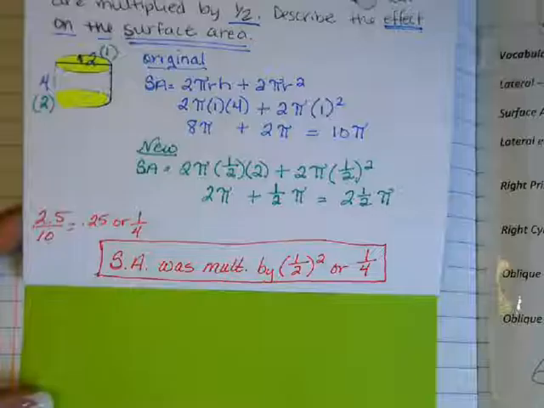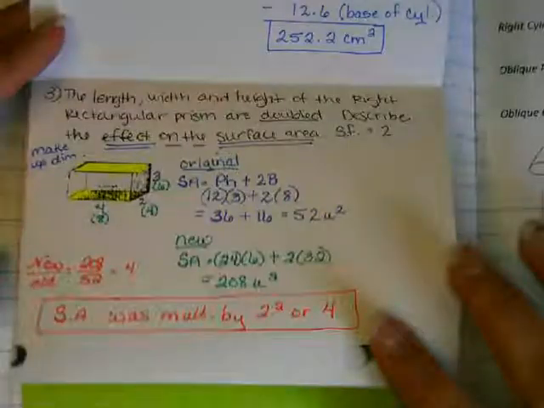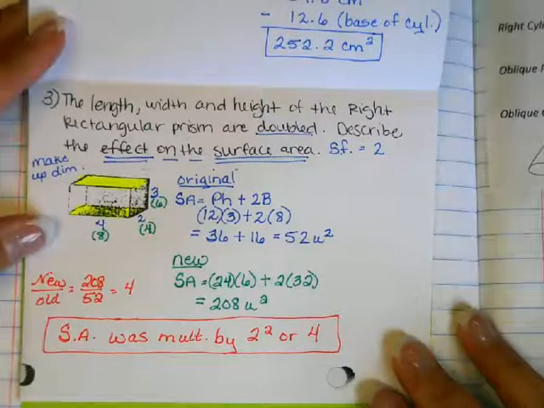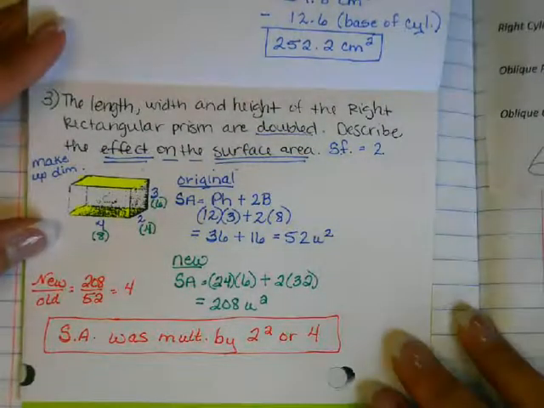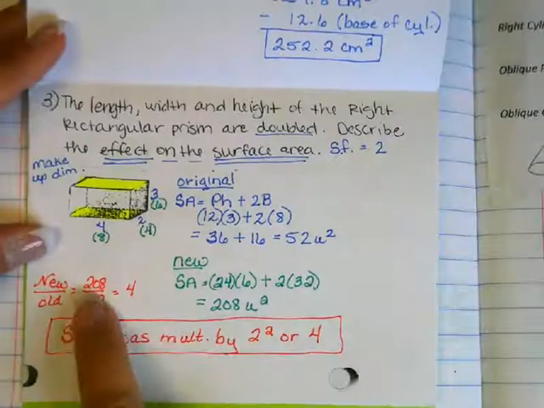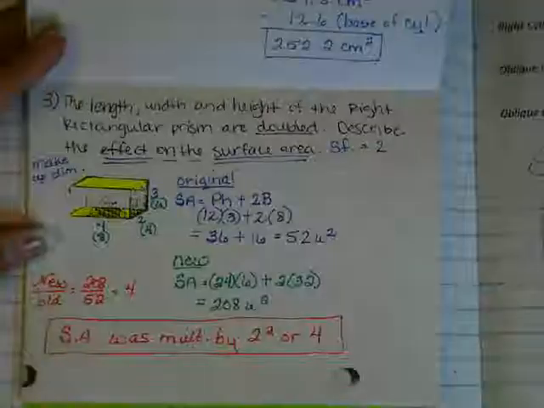All right, and then of course you can go back and finish copying this one down if you want to, but make sure you understand how to do it, okay? Make up your dimensions, affect them by the scale factor, plug it into the formula, and then find out what was the effect on it. And you can always do new to old and figure it out that way. Just make sure you understand what that means, okay?